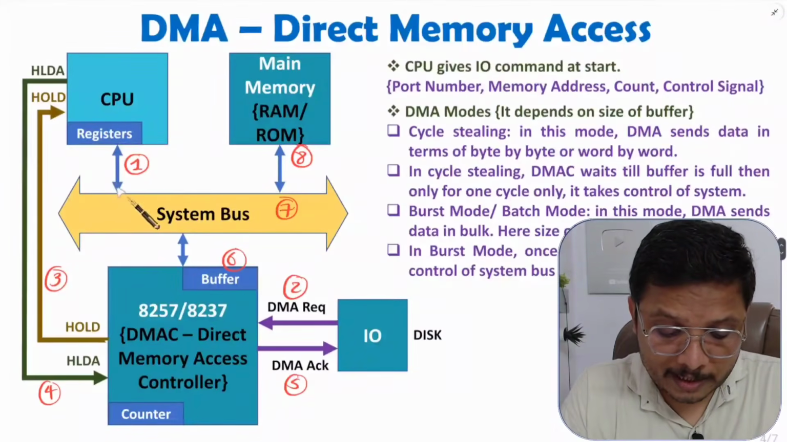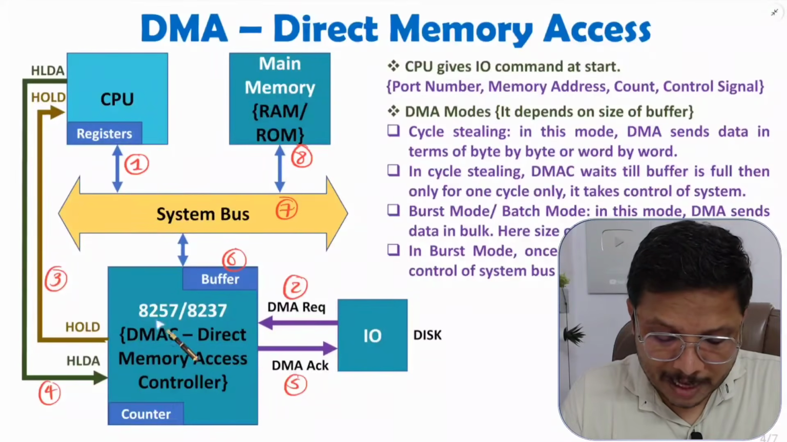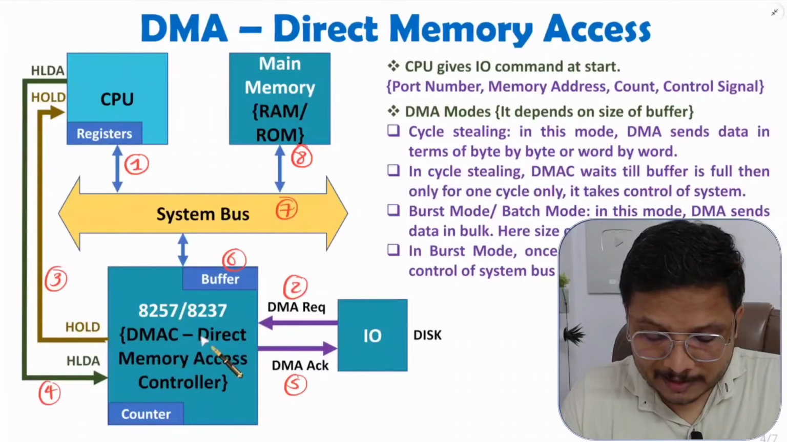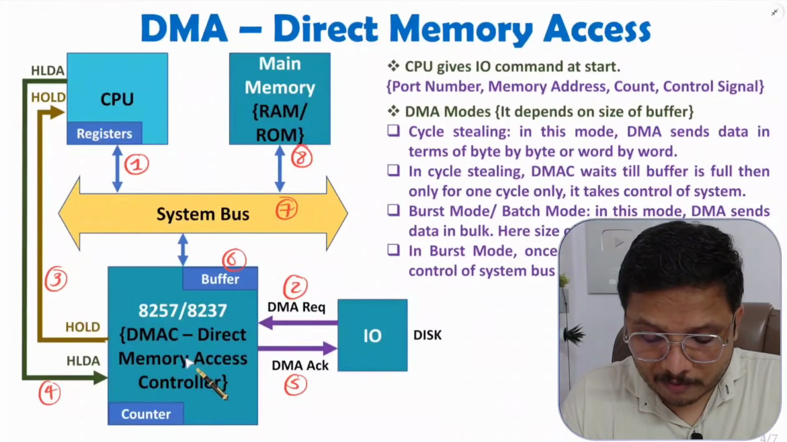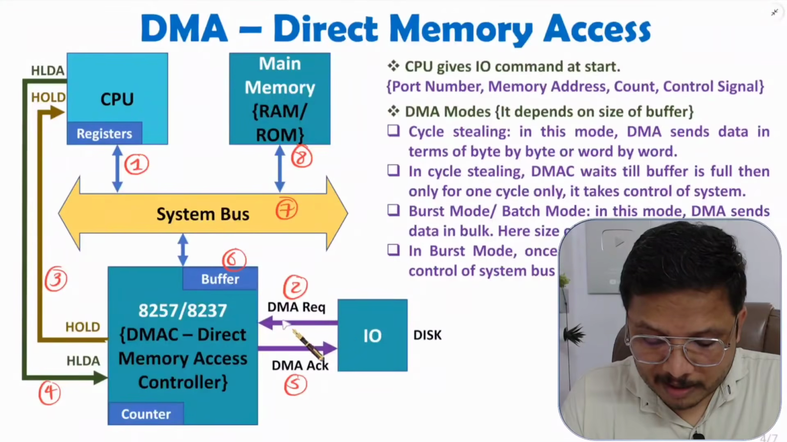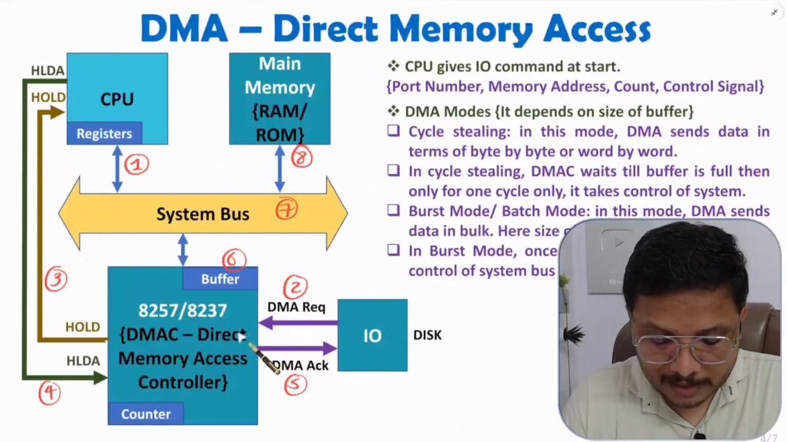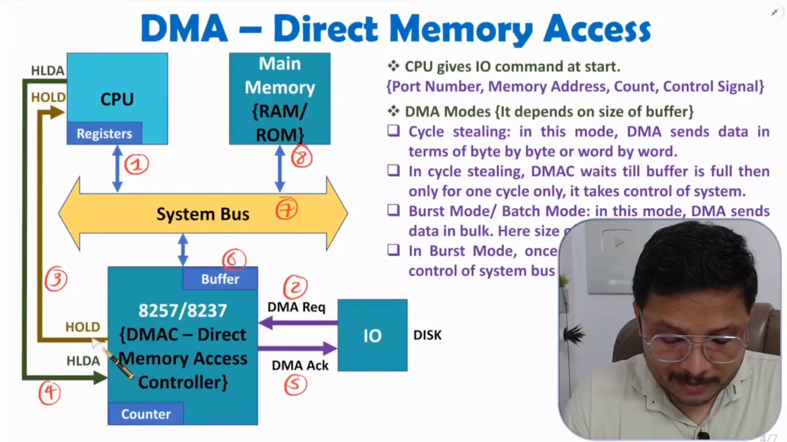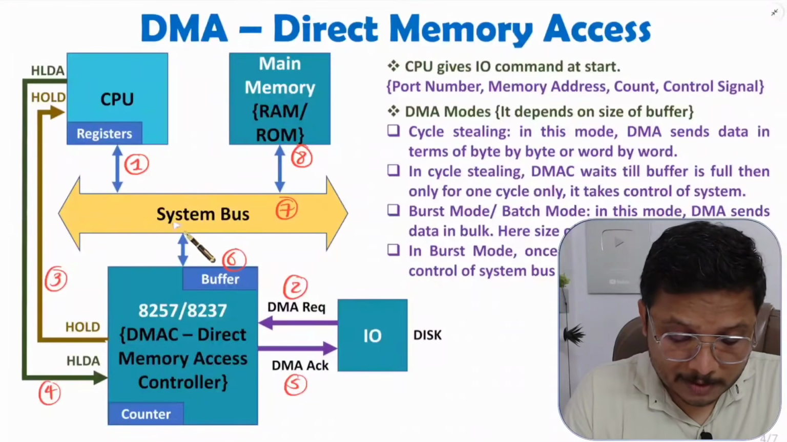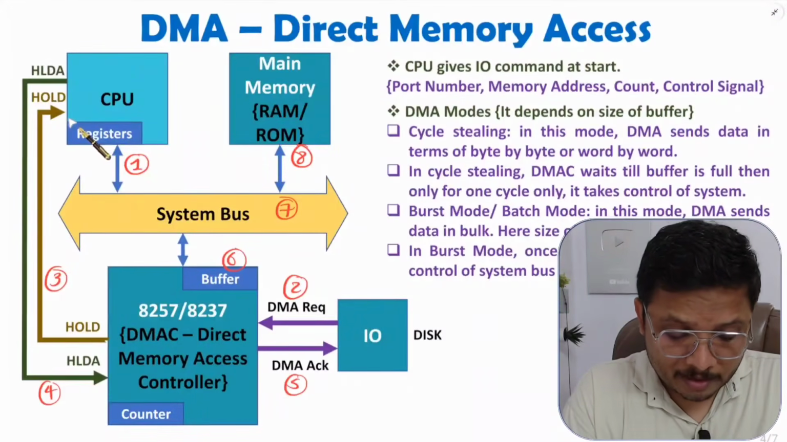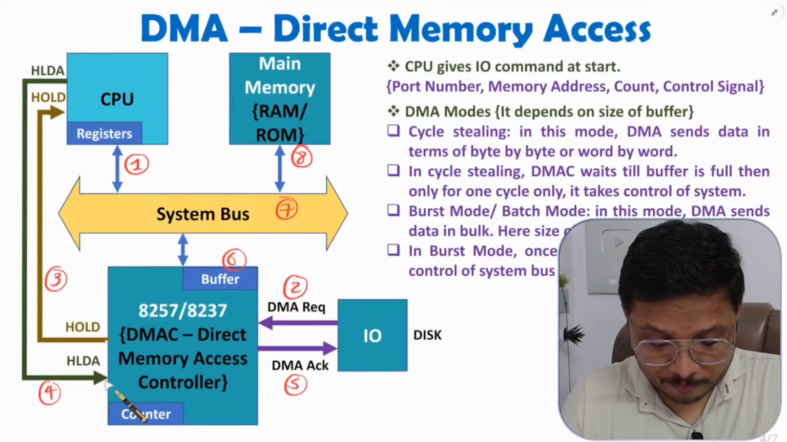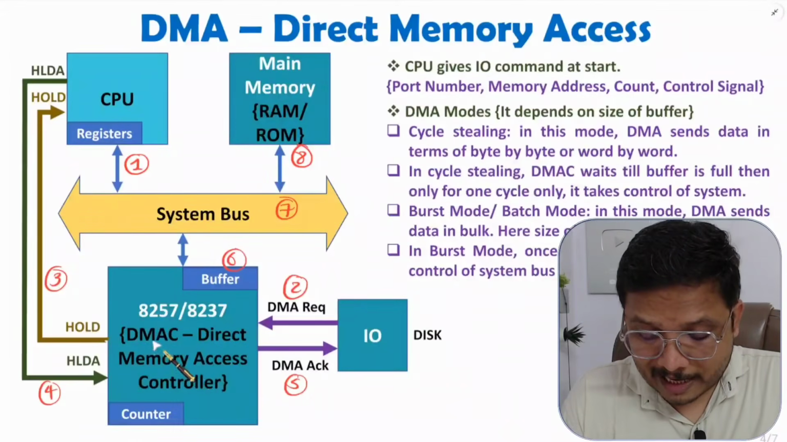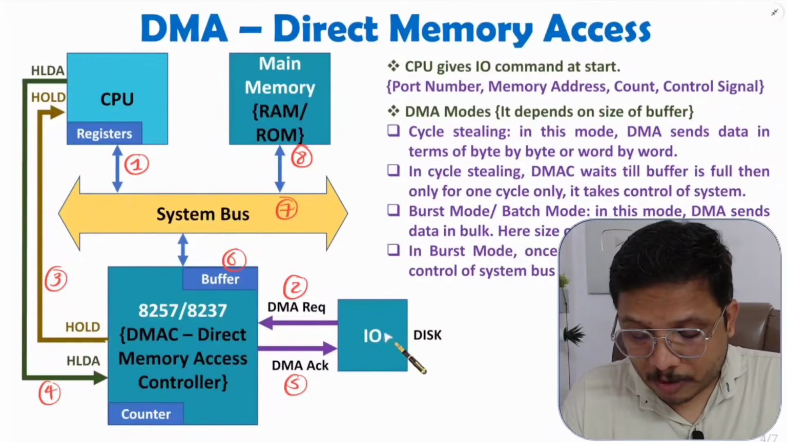First, CPU will generate IO command. That command will be given to direct memory access. So direct memory access knows now disk will have to transfer data to main memory. So direct memory access will wait till disk gives DMA request to direct memory access. Once that request comes, direct memory access will ask for control over system bus by hold signal, and in response to that, CPU will give hold acknowledgement. Once that acknowledgement comes, direct memory access will tell disk via DMA acknowledgement, now you are ready to transfer data.